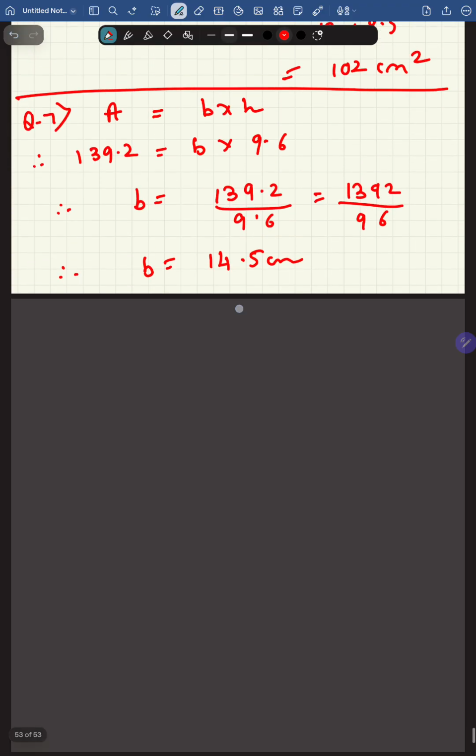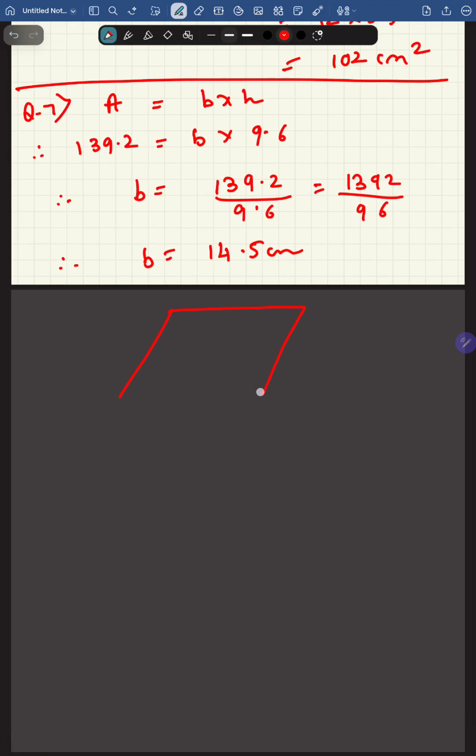Okay my child. Now we all know, in this rhombus my base is 14.5 centimeter, and my altitude is 9.6 centimeter. Therefore side is 14.5 centimeter. Therefore perimeter is 4 into side. Each side is equal, beta: 14.5, 14.5 and 14.5. So 4 into 14.5, which is how much? 58 centimeter. Very easy sum beta.